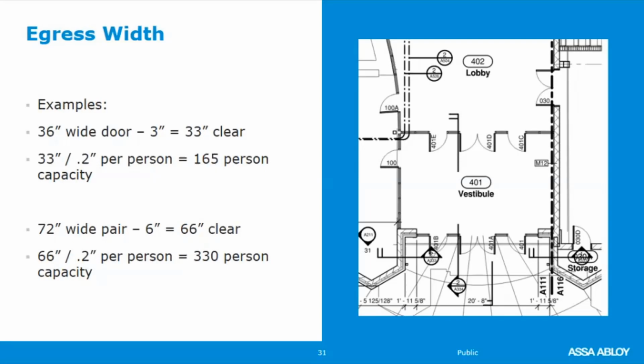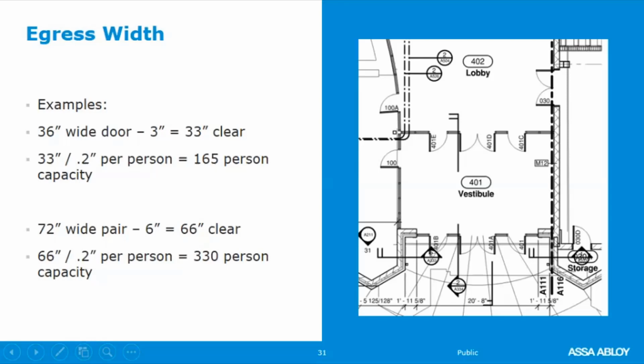A pair of doors we're going to subtract 6 inches from, and that will take into consideration if you have a removable mullion or not. And so a 72-inch wide pair gives us 66 inches clear. Divided by 0.2 will give us 330 person capacity. So this is one exit, even though it's 4 door leaves, has a capacity for 660 people.